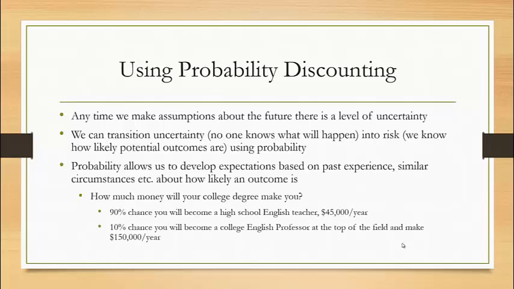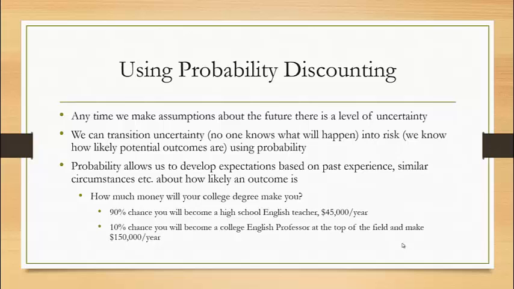And so probability allows us to develop expectations based on past experience, similar circumstances, etc., about how likely an outcome is. And so how much money will your college degree make you? So let's say that we have figured out probability discounting, and we say, well, there's a 90% chance that you will become a high school English teacher. Let's say you have an English major, right? 90% chance you're going to become a high school English teacher.